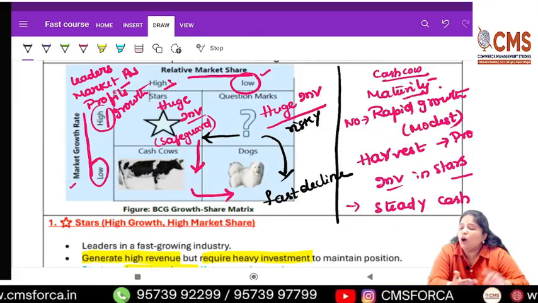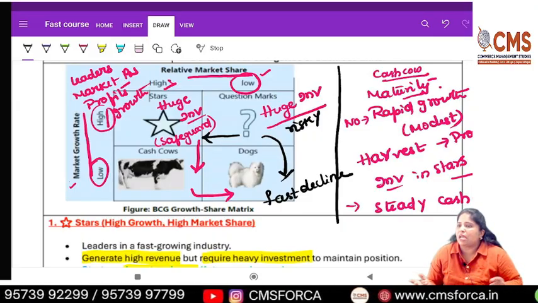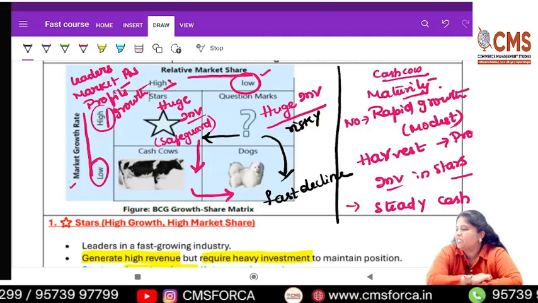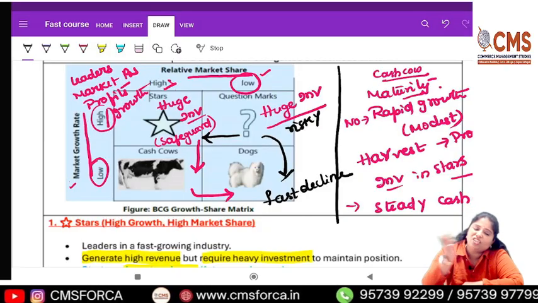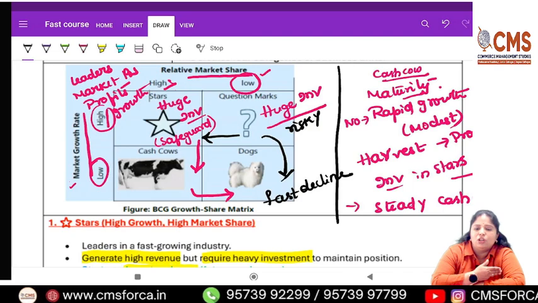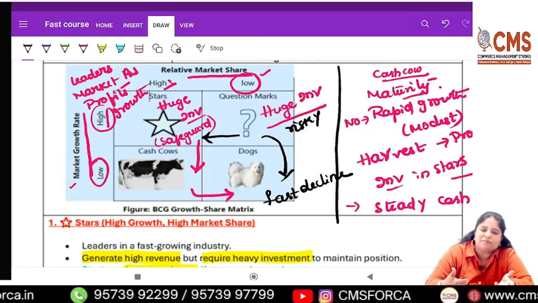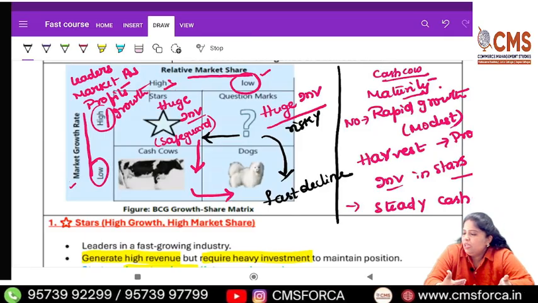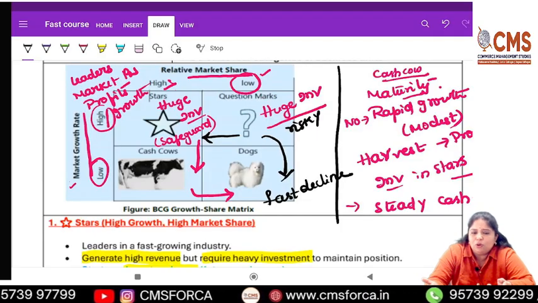Now, we can't say a business unit which is a star category always continues to be a star category. It can turn out to be a cash cow. Cash cows may become dogs. A question mark may become a star or a dog. So no positioning is going to be static. It keeps changing. There is always a transition from one category to another.